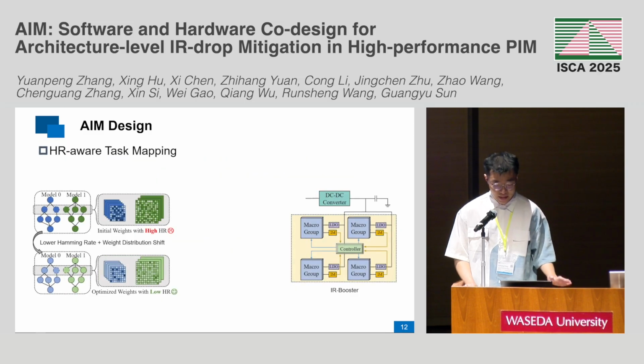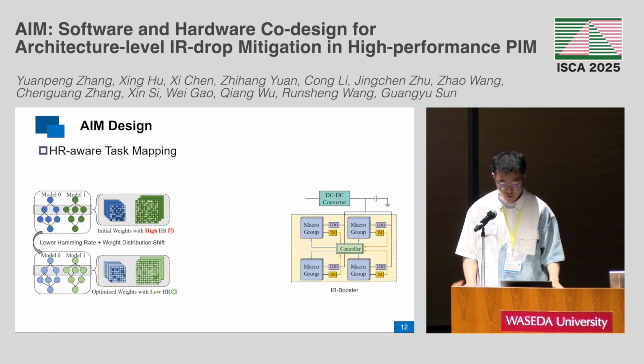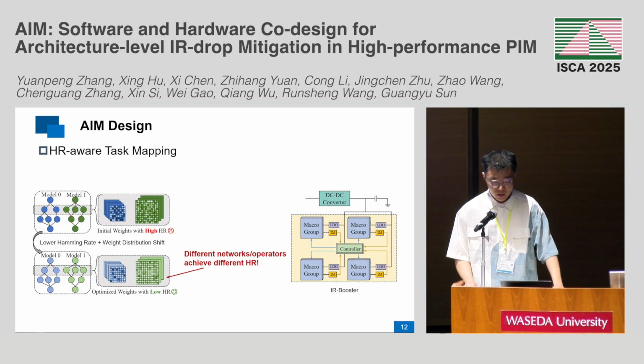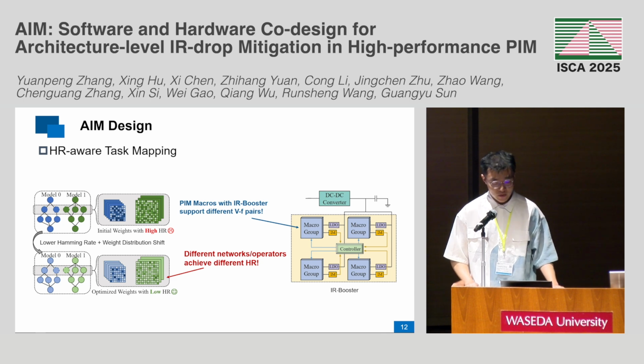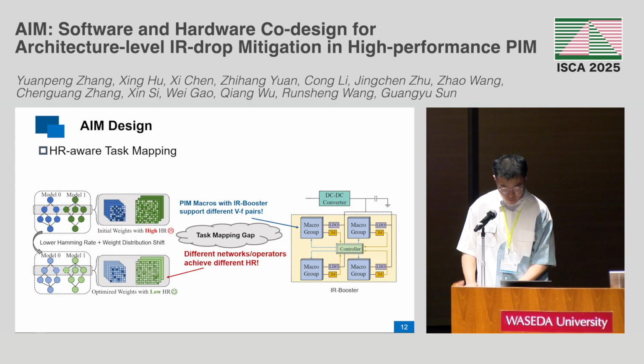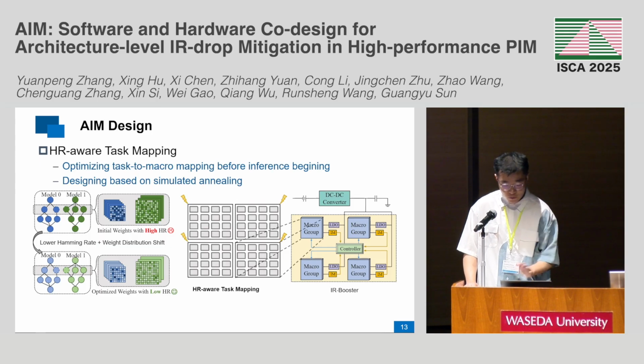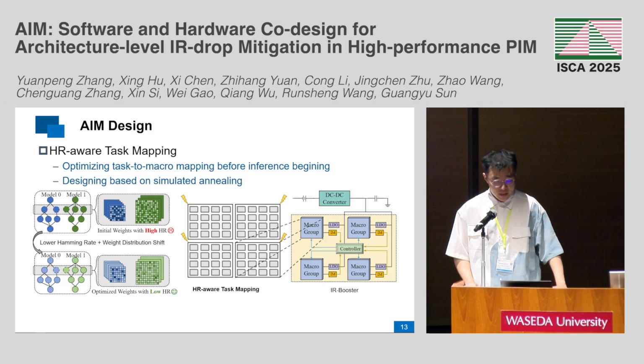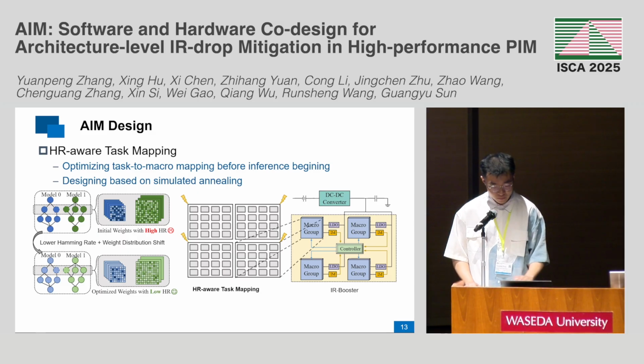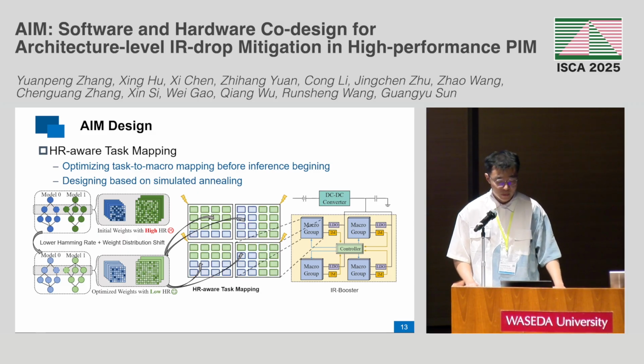Different networks and operators achieve different Hamming rates, and in PIM chips supported by IR booster, once a weight is assigned, each macro has its own safe VF pairs, which means any naive mapping will lead to suboptimal performance. Therefore, we propose HR-aware task mapping. It is integrated into the compiler to optimize task-to-macro mapping before inference begins.